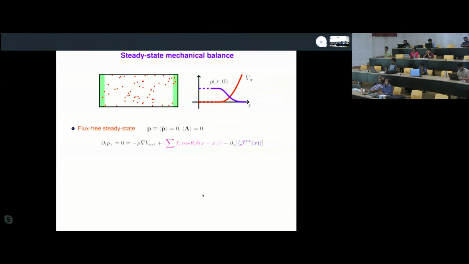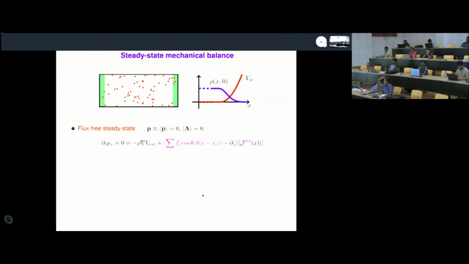So the only momentum flux I could have is along x. But because I have confining boundaries, I will not have a net flux. So if I go into the steady state, I get a flux-free steady state, and the mean local momentum field is 0. Forget about the lambda. That was just because I was first doing the case with translational diffusion, and I forgot to remove it. So if I look at the dynamics for the momentum field in steady state, what I have is simply that d_t p_x is equal to 0.